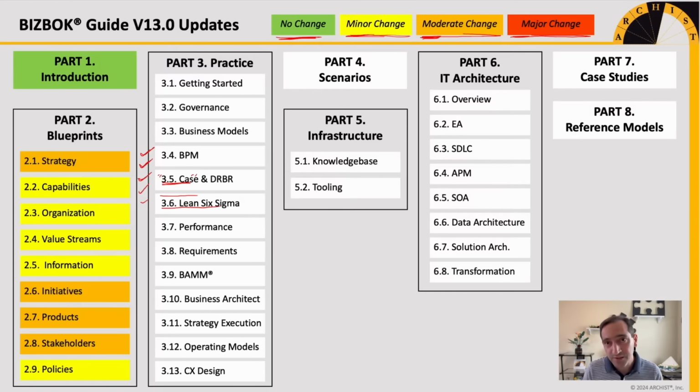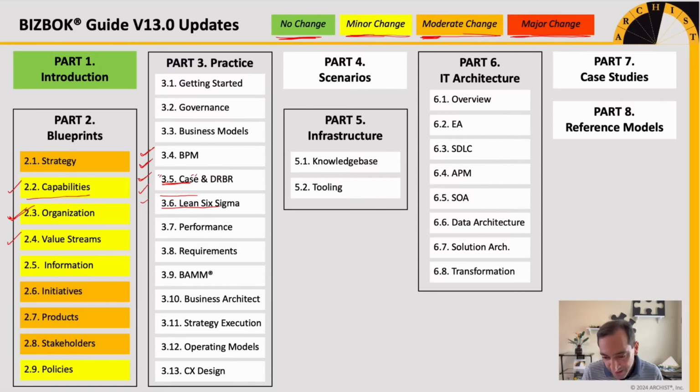So a few other changes that I'll quickly walk through. Under capabilities, there are minor changes in the principles section of the capabilities. Under organization, there's also the change in the objective decomposition Metamodel. That's also part of the organization Metamodel. And then we have the value streams. That's also looking at the changes in the steps that we go through in order to build and design value streams using these templates that are in the BIZBOK guide.